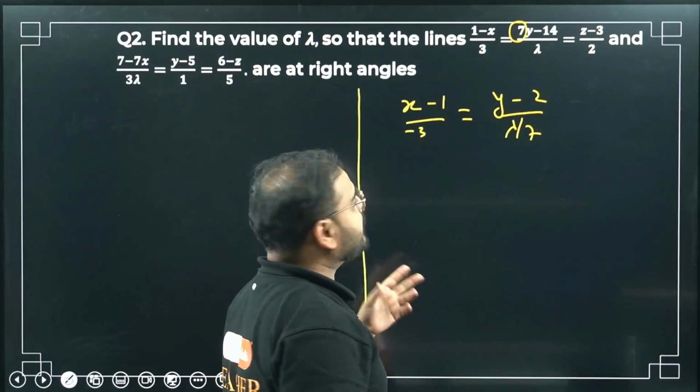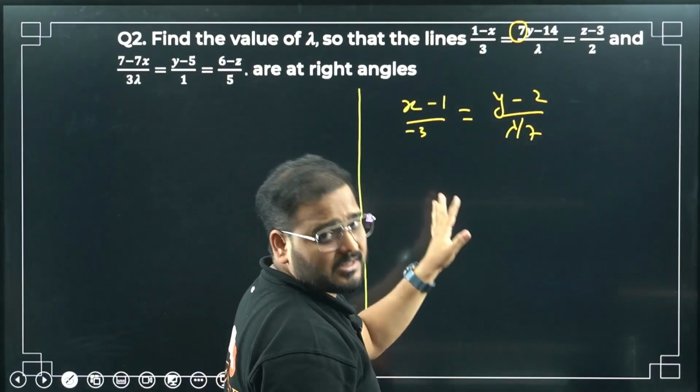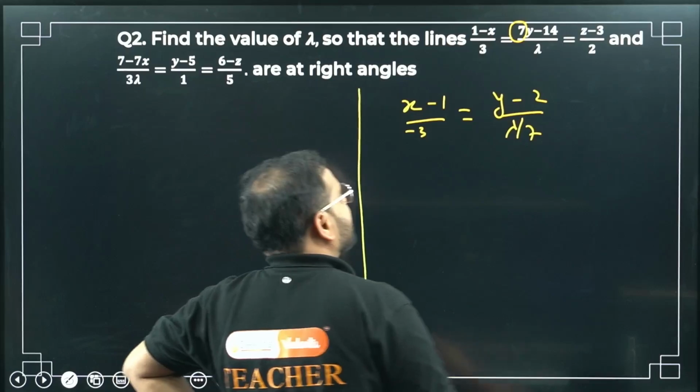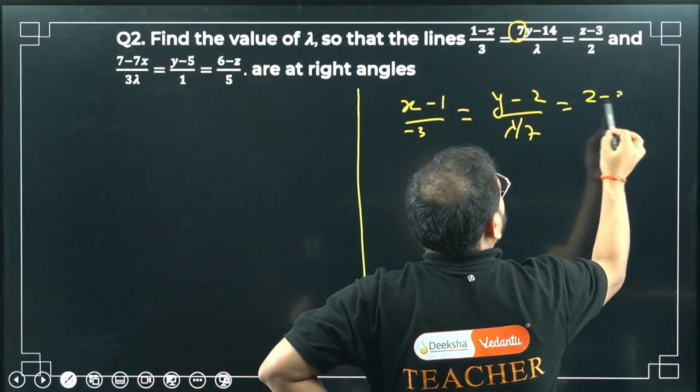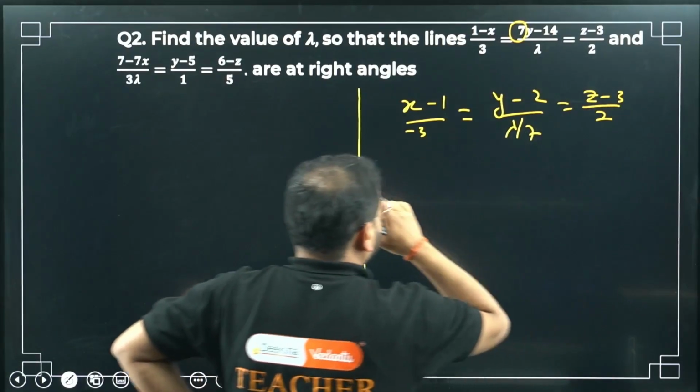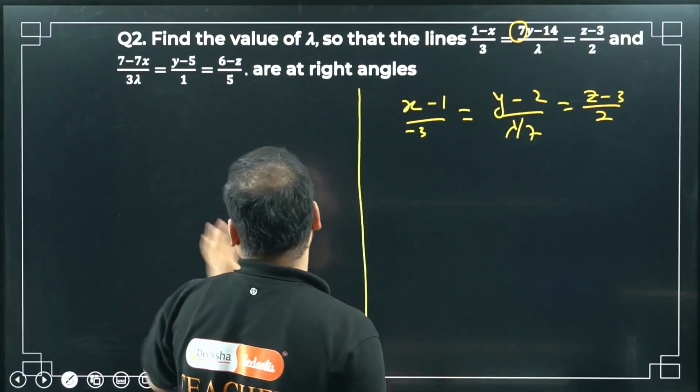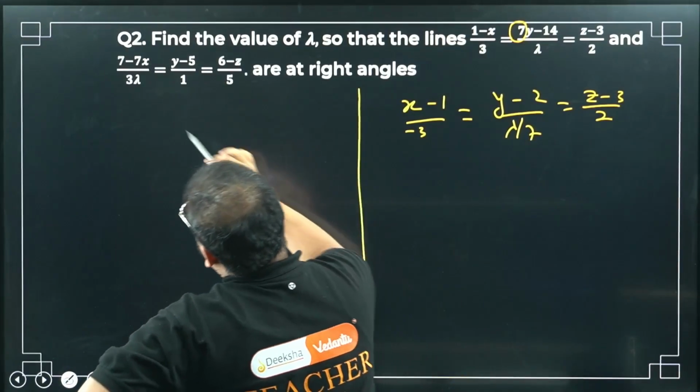So y divided by 7 will be simply y. So y minus 2 upon lambda by 7. Over here, simply the same thing, z minus 3 upon 2. This is in the standard form now. What about this? Please check from here. I have to divide by minus 7, right?